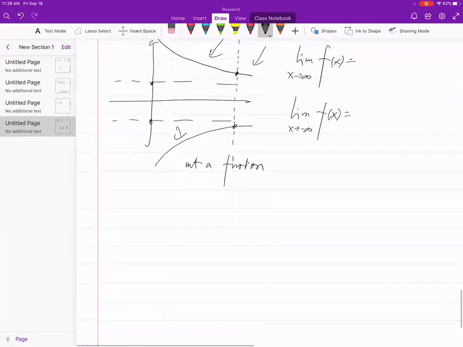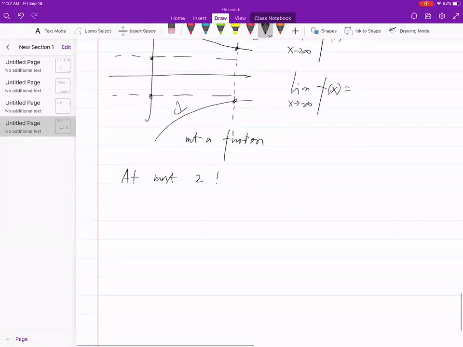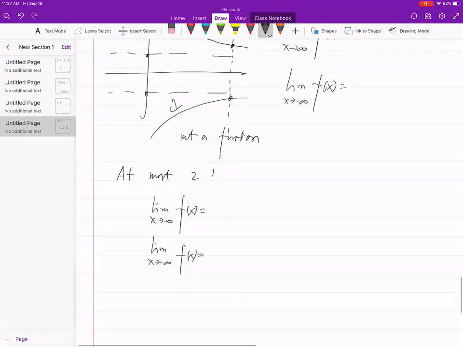For horizontal asymptotes, we have at most two. That also means if I ask you to find all the horizontal asymptotes of a given function, you just need to check these two limits. The answer may be infinity or that the limit does not exist. They're the same, they're not, whatever. Once you finish this, you're done. That's the only two possibilities.